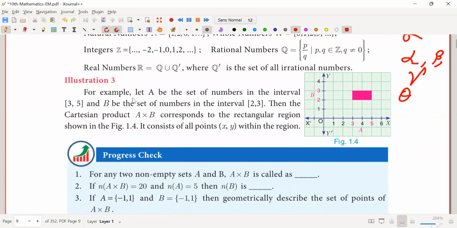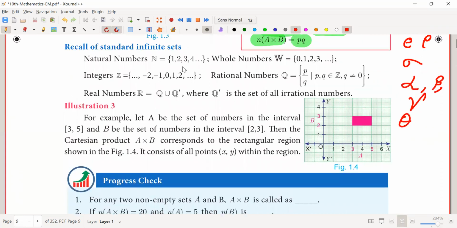Next, for an example, let A be the set of numbers in the interval 3 to 5 and B the set of numbers in the interval 2 to 3. Then the Cartesian product will be. See here, this is known as a closed set. That is, any number or point between 3 to 5, between 2 to 3. So automatically you would be getting an area.